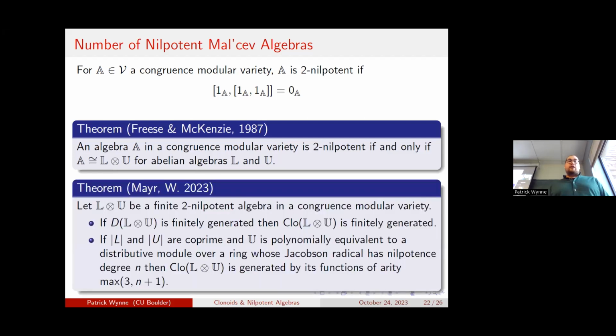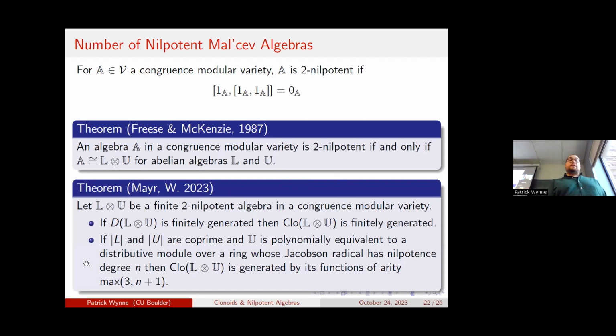Okay, so now we can understand this situation better, because now we have a handle on the difference clonoids for the abelian L and U. So if L wreath U is a central extension of L by U, this is a 2-nilpotent algebra in a congruence modular variety, then if the difference clonoid is finitely generated, then the term clone of L wreath U is also finitely generated.